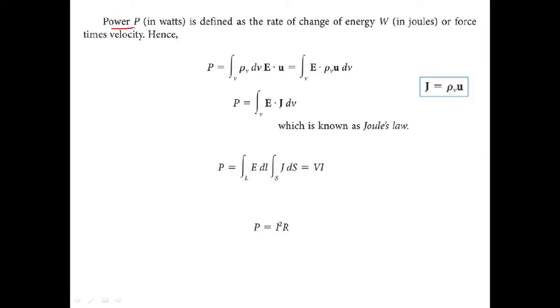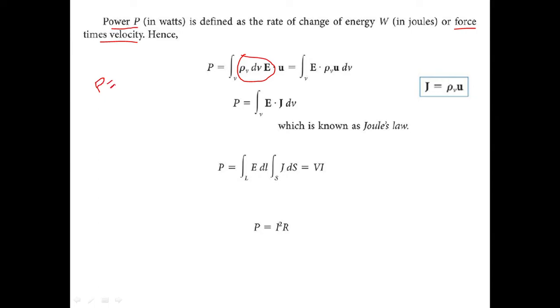We'll derive the equation for power P in watts, which is denoted by force into velocity. Power is equal to force into velocity. Now, how did we get this rho V into dV into E for force? So I'll write it here.